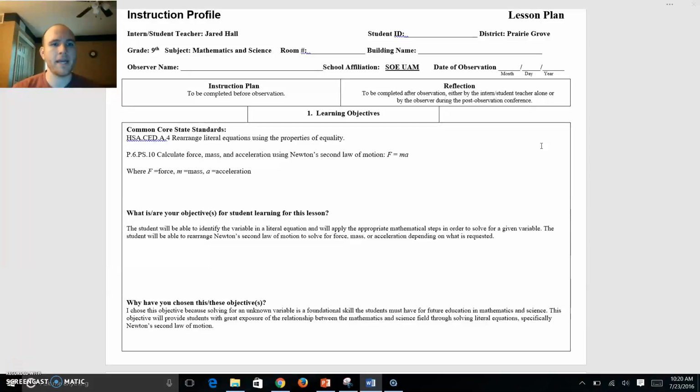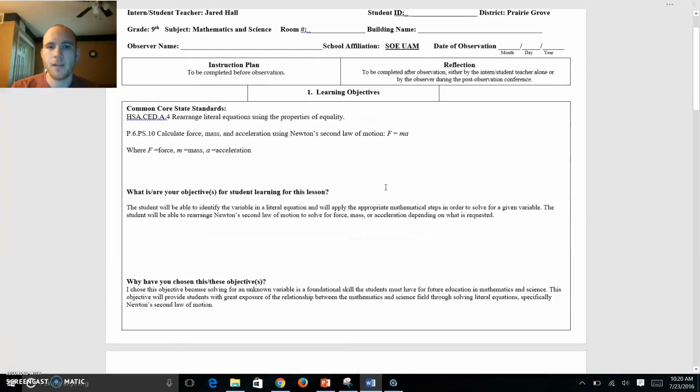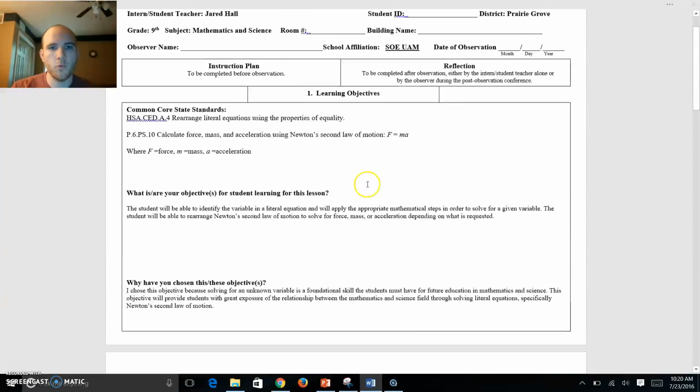So that's why I went back and reevaluated the two standards that I'm using for the lesson plan. And I feel that these two standards do a much better job of incorporating two disciplines and being able to put them together for a complete lesson. So that's it. That's 1 through 6.